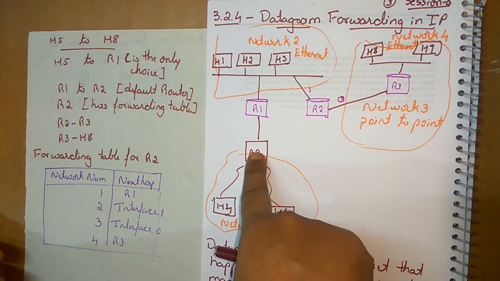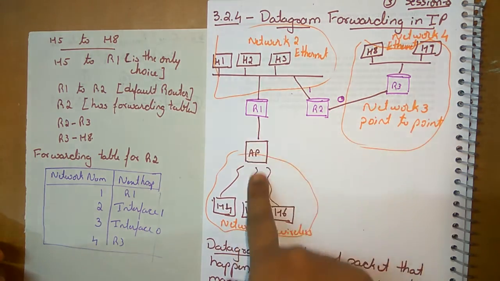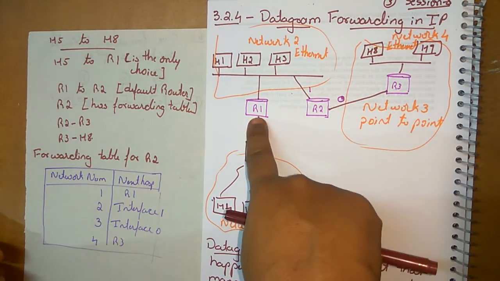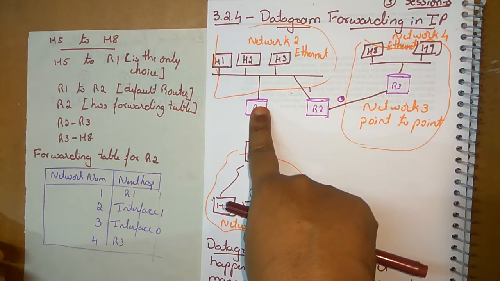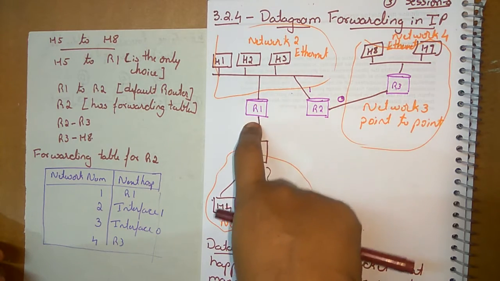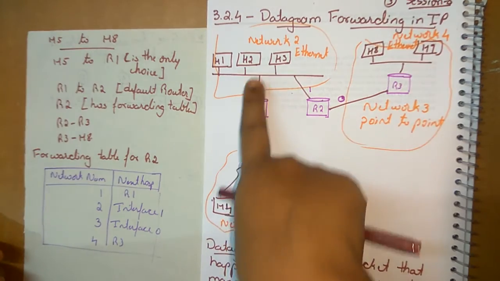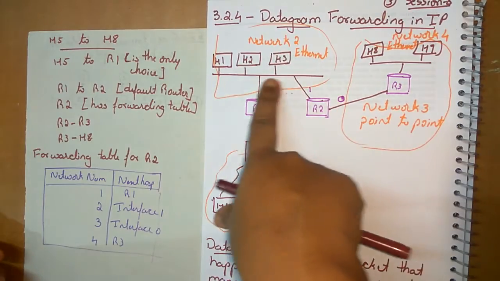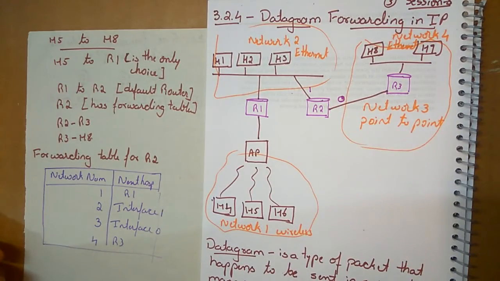If it is not found, it will be sent to the respective R1. Why R1? It is the only choice to connect with this network. So it will go to R1, which is the router, and R1 will check whether H8 is there or not. H8 is not there.